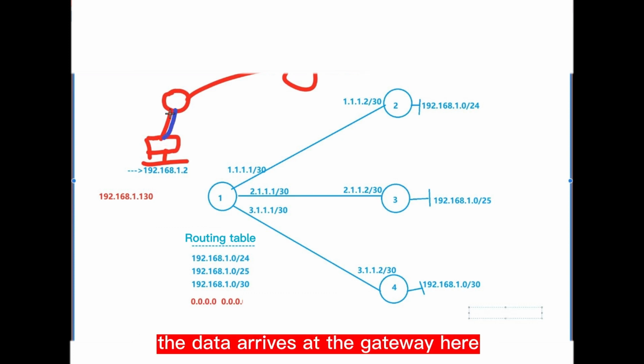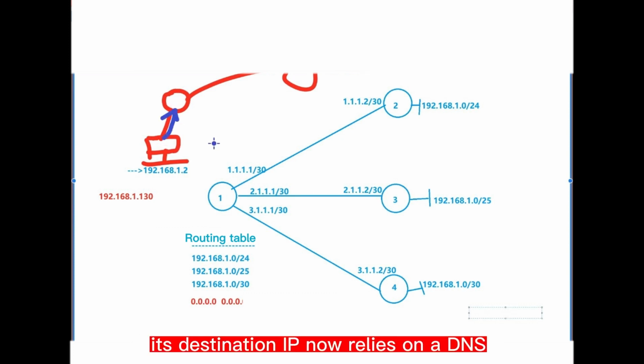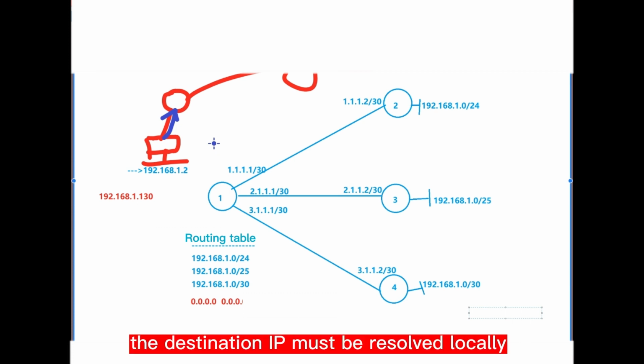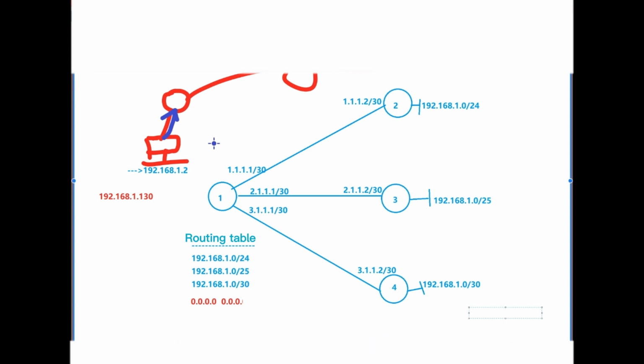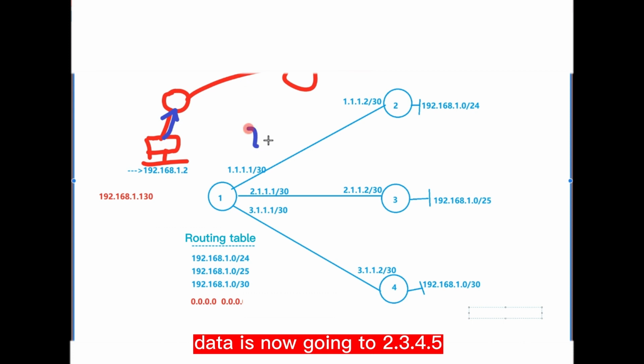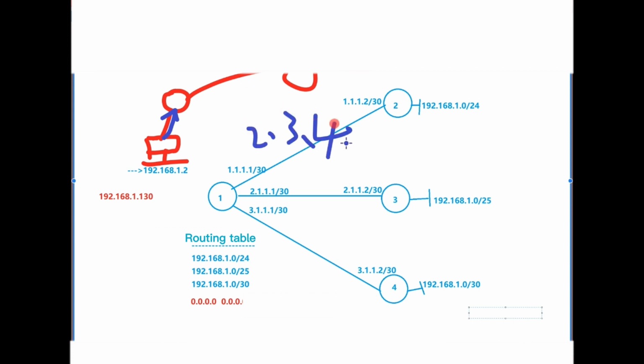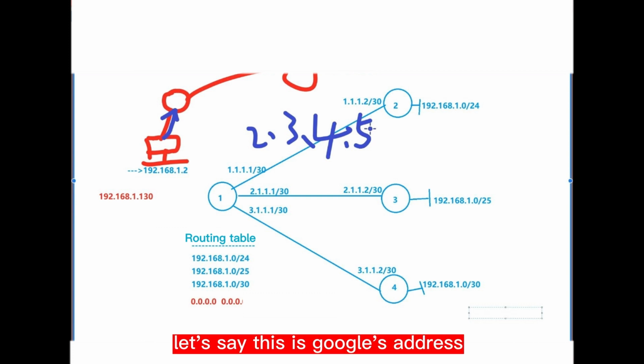The data arrives at the gateway here. Its destination IP relies on DNS, so the destination IP must be resolved locally. Then it will be sent to the router. For example, data is now going to 2.3.4.5. Let's say this is Google's address.